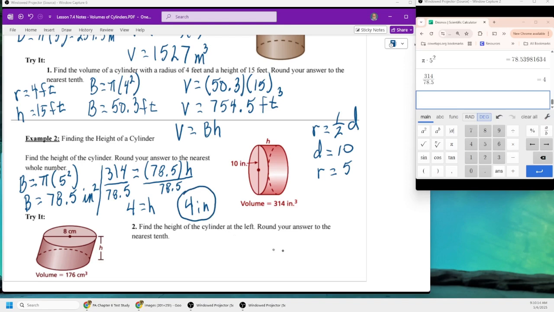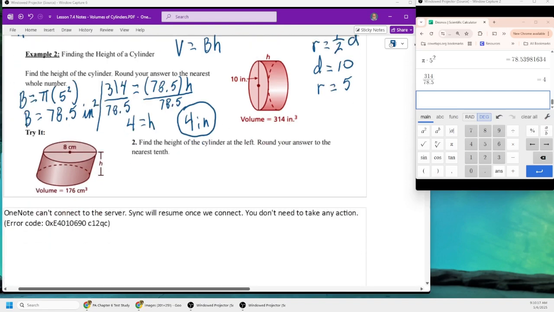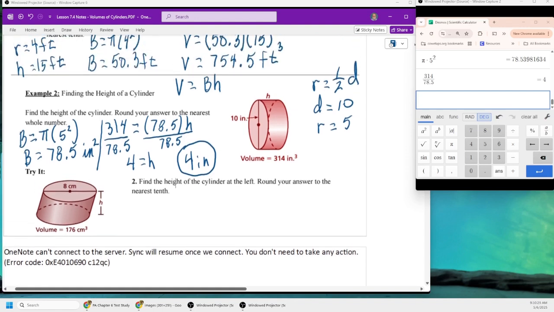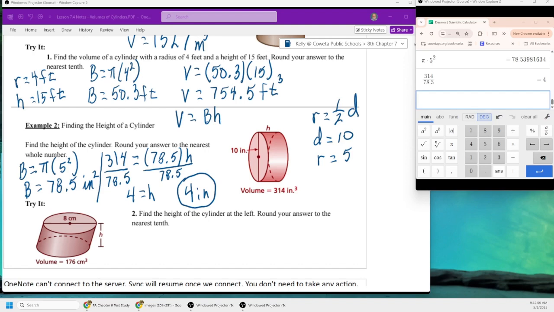Okay? Can you do number 2? Why don't you do number 2 real quick? Okay, so on this one, same exact thing that we did. The diameter is 8. So what's the radius? That's right, it's 4.